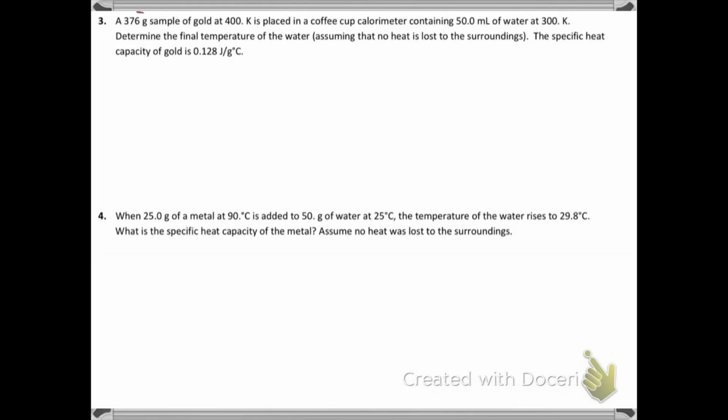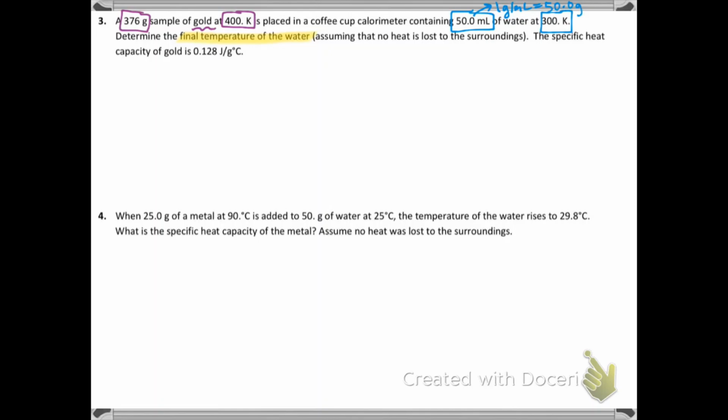So we've got a 376 gram sample of gold, and it's starting at 400 Kelvin. And of course, we place that into a coffee cup calorimeter. What else would you do with your gold? And this coffee cup calorimeter contains 50 milliliters of water at 300 Kelvin. Now remember the thing about water. Water has a density of 1 gram per milliliter. Because of that, 50 milliliters is 50 grams. So watch out for things like that, because, you know, we're nice, we're friendly, chemists love you, so we give you sneaky things.